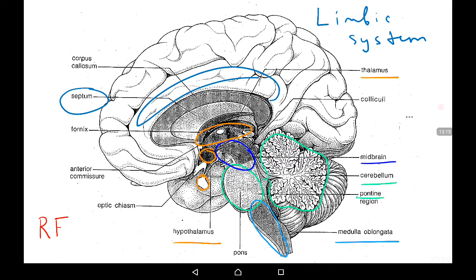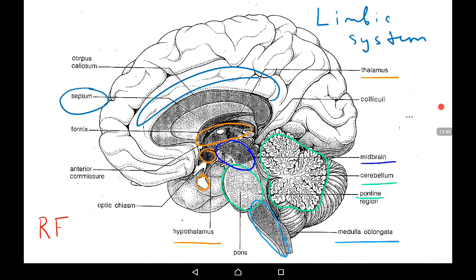So this limbic system structures sometimes produce the circles, like Papez's circle, where the excitation may circulate for a while, keeping the emotional excitation remaining for a while, sometimes for a long time.